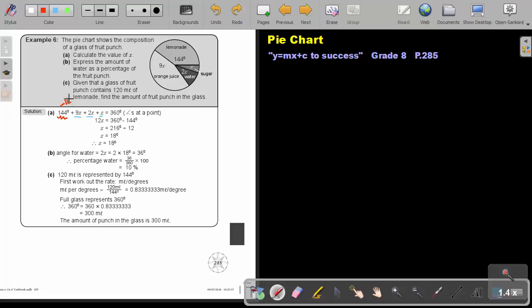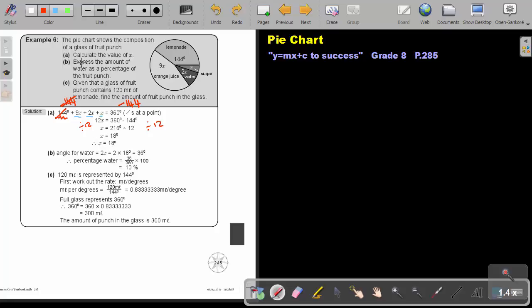So I subtract 144. But if I subtract 144 on this side, I must also subtract 144 on this side. So this one cancels, and then it's just subtract on this side. And then I add up 9 plus 2, that's 11, plus 1, it's 12. Now, to get rid of that 12, I divide by 12 on this side and I divide by 12 on this side. And I get that the value of x is 18 degrees.